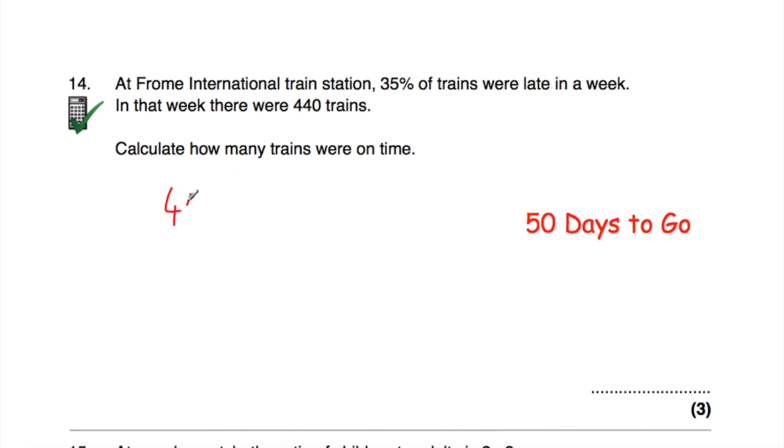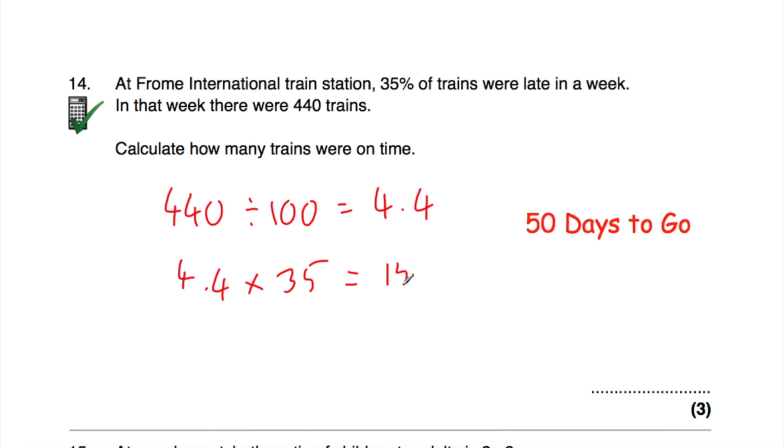I'm going to take our 440. This is a calculator question, so I'm going to divide it by 100 to find 1%, and that's equal to 4.4. And then I'm going to times by 35, so 4.4, and I'm going to multiply that by 35. So let's see what we get. 4.4 multiplied by 35 is 154. So that's equal to 154 late trains.